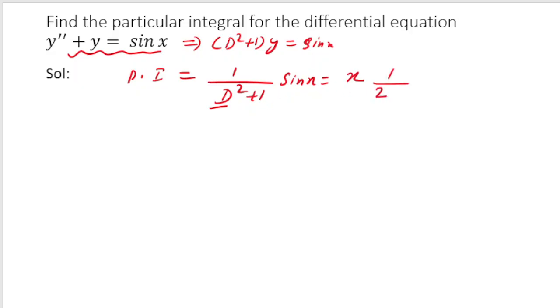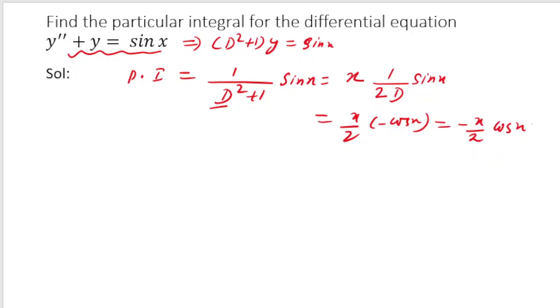So D square plus 1 will become 2D, and 1 by 2D of sin x. So x by 2, and 1 by D is the integration of sin x, that is minus cos x. So what we got is minus x by 2 of cos x, right? So this is how you can solve questions, right?